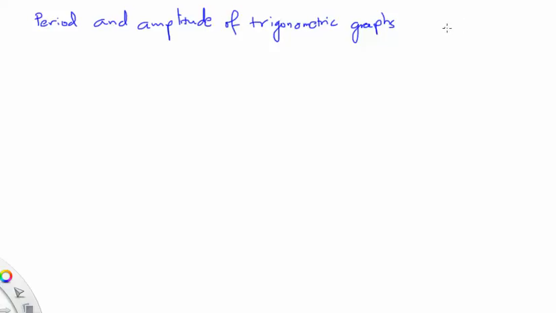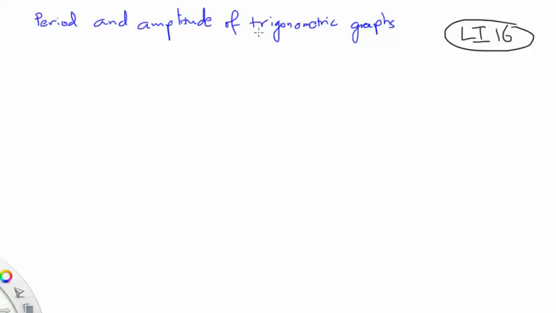Hello, in this video we're looking at learning intention number 16, and this is looking at the period and amplitude of trigonometric graphs. If you remember from last year, the period is the length on the graph before it starts repeating, and the amplitude is the height of the graph. The amplitude only relates to sine and cos, and the period relates to tan.